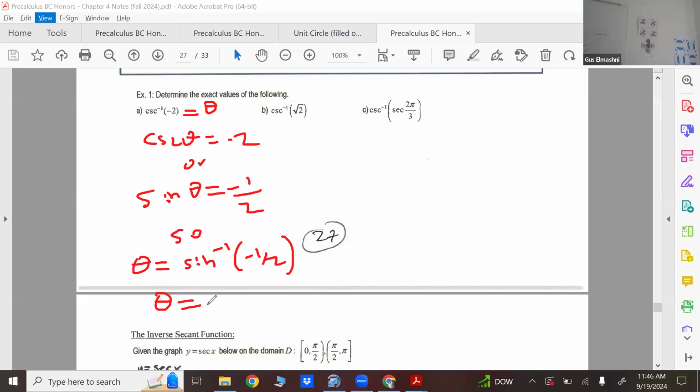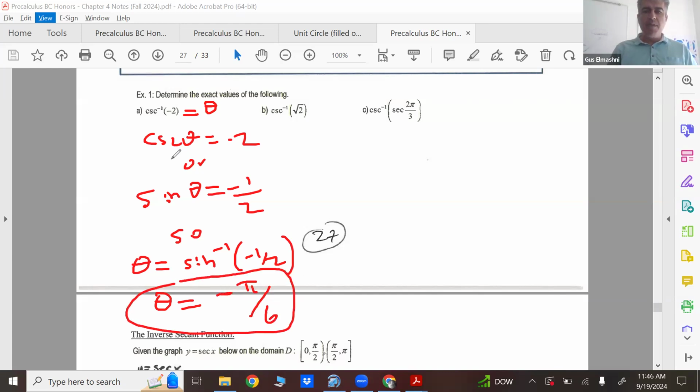So I use this as a bridge so that I can actually do it in a graphing calculator or just think about it more easily on the unit circle. And if that's true, wouldn't theta be the inverse sine of -half? Yeah. And what's that going to be on the unit circle? Good, thank you. -pi/6. Okay, that's a more drawn out way of doing it.